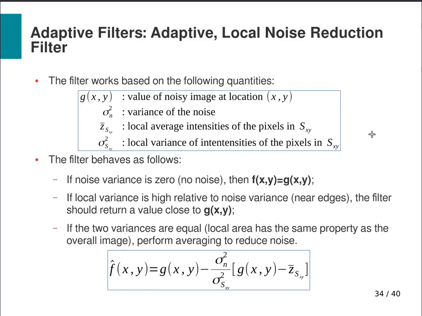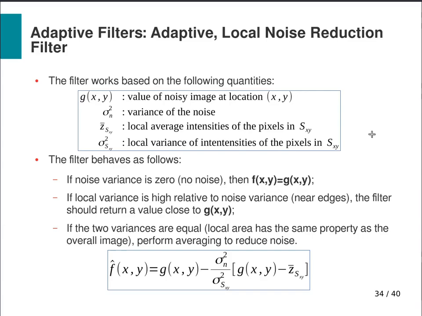For implementing this filter, we first need to know the variance of the noise. If you remember, we said that if we find a large enough patch or strip in the image which contains mostly uniform intensity values, we can estimate the variance from the pixels in that patch. So this is the first step. Then for any neighborhood around the center pixel, we need to calculate the local average and local variance.